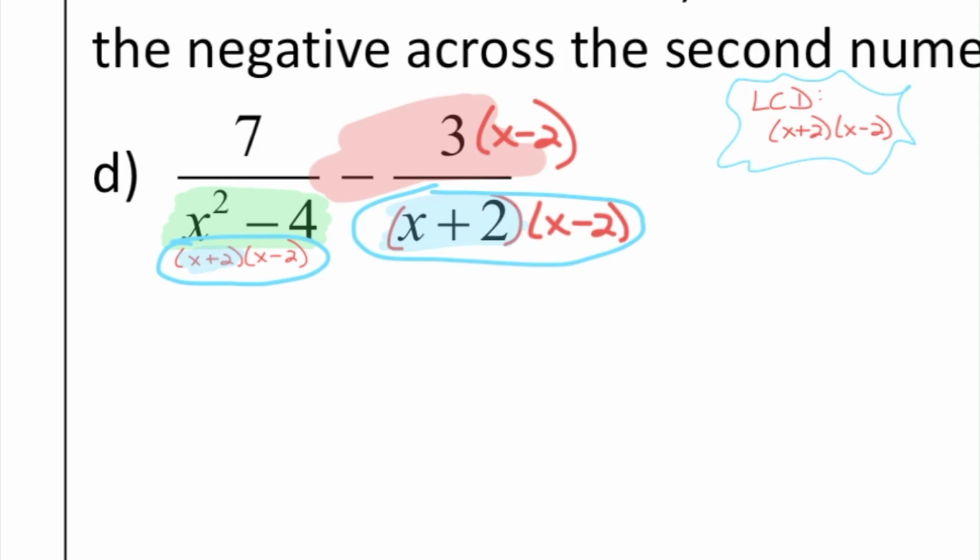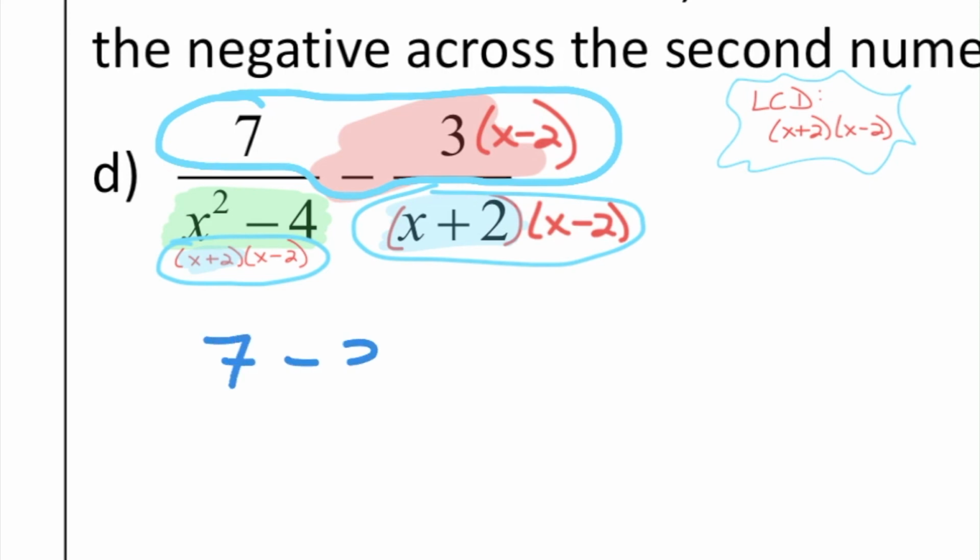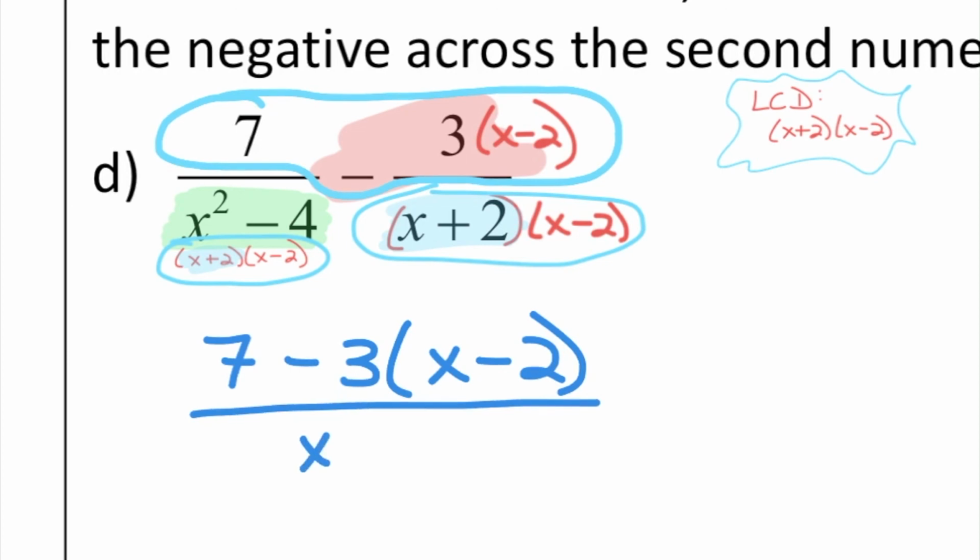And now I'm going to take this whole entire numerator subtraction problem and write it as one big numerator, so 7 minus 3 parentheses x minus 2 all over, and then the LCD, or the least common denominator, x plus 2 times x minus 2.